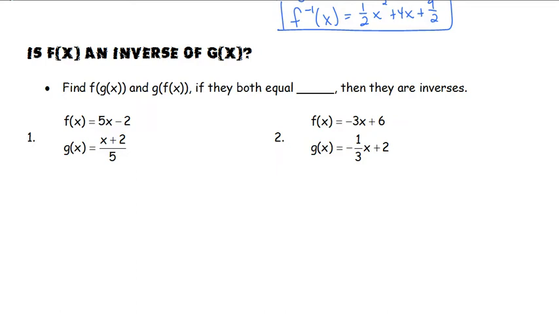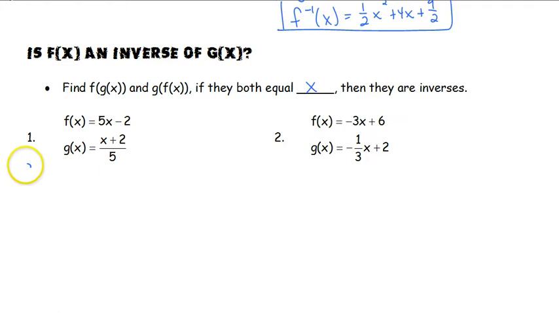So if I give you two equations, instead of telling you to find the inverse, I'm going to say, are they actually inverses? To do that, you need to pull back from those composite functions from 7.3 and determine, is f of g of x and g of f of x, if they both equal x, then yes, they are inverses.